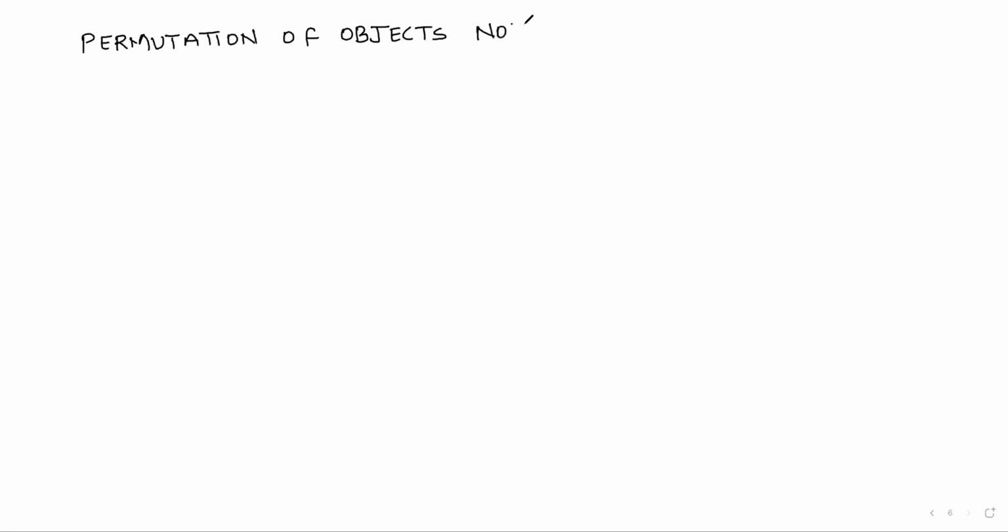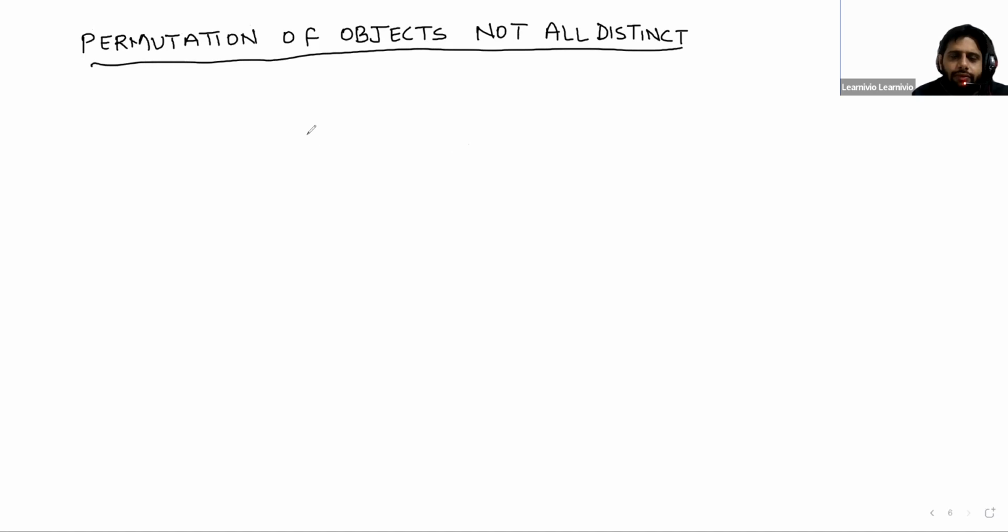not all distinct. Permutation of objects, not all distinct. So what does this mean? Suppose we have three alphabets, A, again A, and B. So Krishna, can you tell me how many words can be formed by using these alphabets?